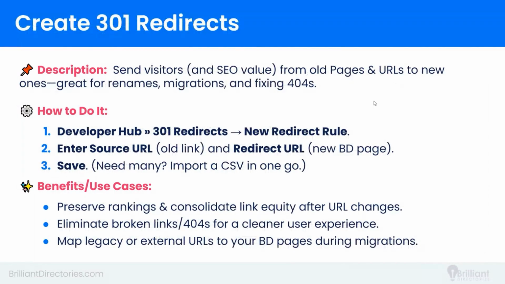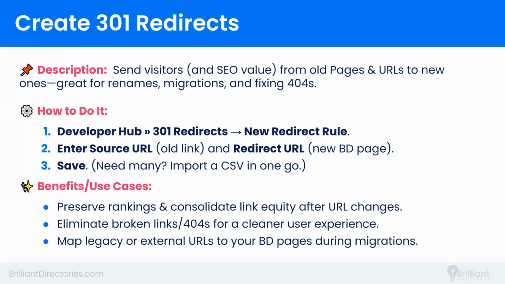Excellent. And last but not least, 301 redirects. We've talked about 301s a lot in many previous webinars, but like the name suggests, basically you're redirecting visitors from one URL, typically an old URL, to a brand new URL. So this really comes in handy when URLs are changed. Say, for example, if a member changes their name, that might change that member profile's URL. If you're migrating from one platform over to Brilliant Directories, you don't want to lose any of the SEO value from your old pages. You can create 301 redirects.